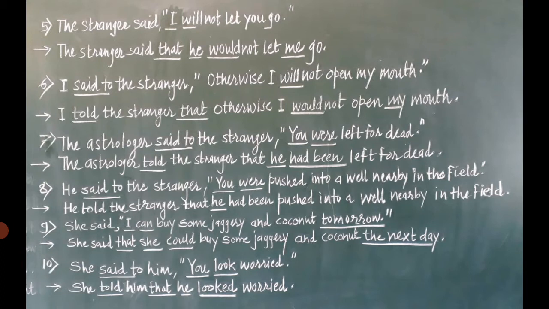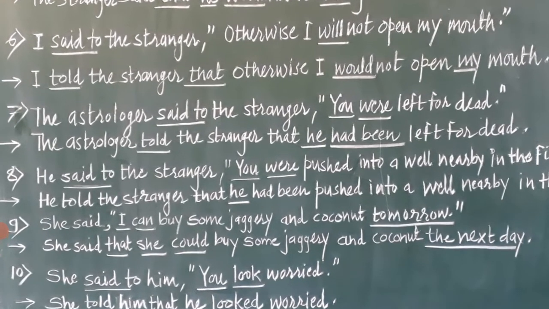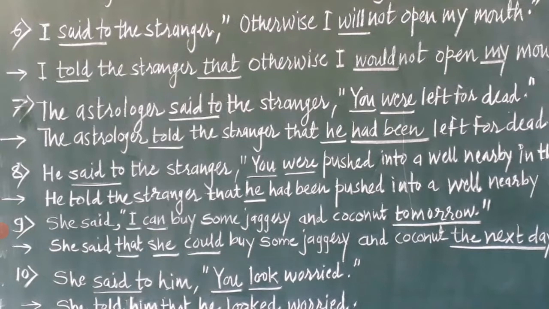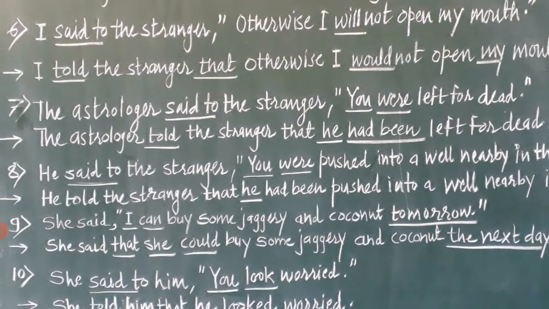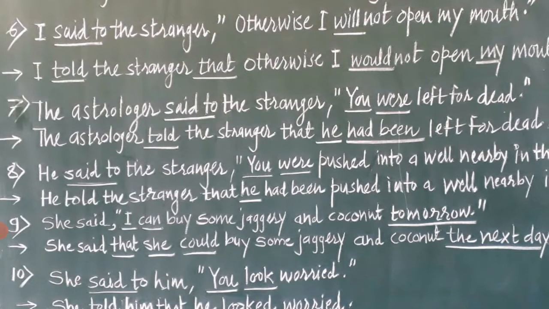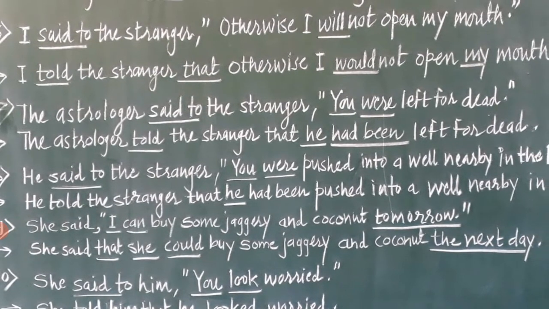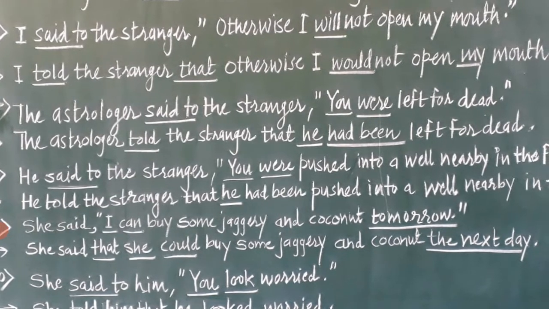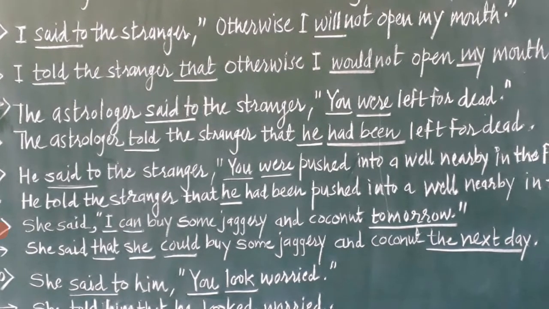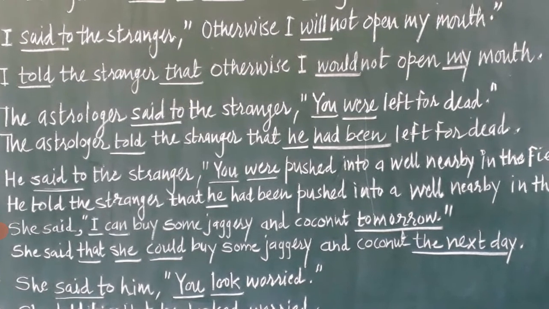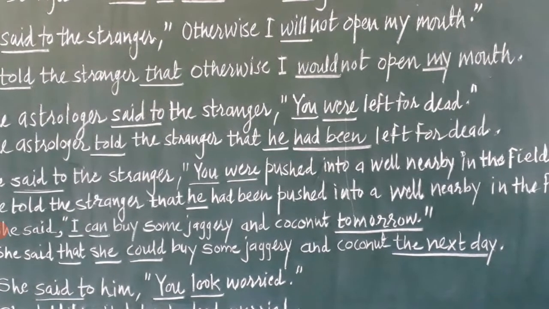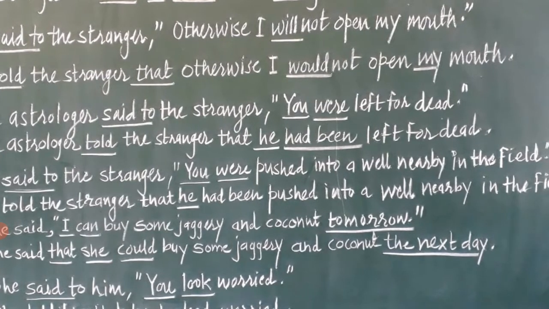Next, number 6, "I said to the stranger, otherwise I will not open my mouth." This sentence is again converted into indirect by applying all the basic rules. "Said to" is converted into "told". Afterwards it is joined with "that", and later on "otherwise" is as it is, and "I" is here for I, that's why it is not changed, and "will" is changed into its past form, that is "would". "I would not open", and again "my" remains "my", and "mouth" as it is, and finally a full stop.